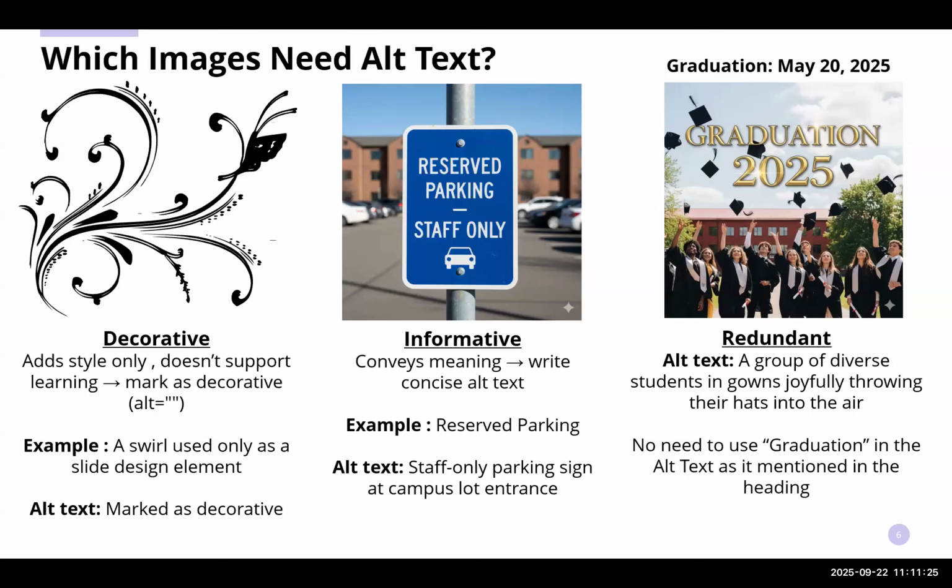So when there is an image, ask yourself, does the image teach something or does it support any context? If they don't see the image, will they miss out on any information or anything that they should know? And if the answer is yes, you definitely need to write an alternative text. And if not, it's probably safe to skip adding alternative text, or you can mark it as decorative as well.